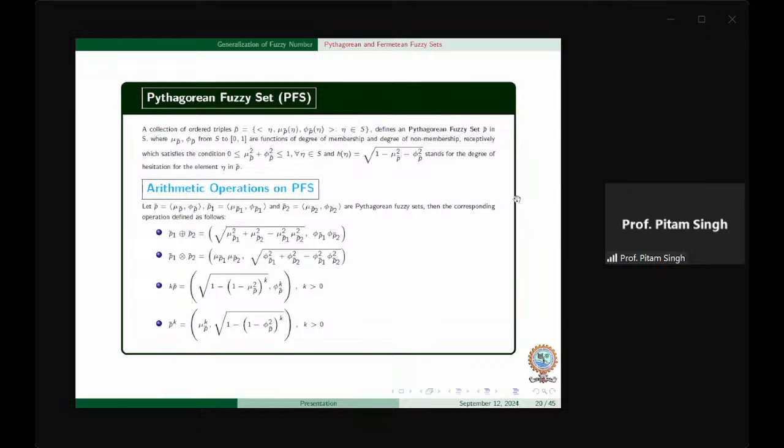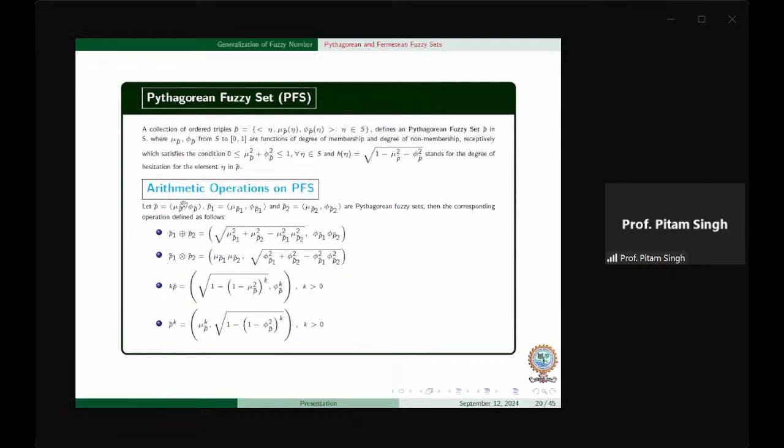But here we are considering the square part: the sum of the squares of membership and non-membership. It lies between 0 and 1 here. And hesitancy can be defined as the square root of this. It is the degree of hesitancy, and the degree of hesitancy shows how uncertain we are here.